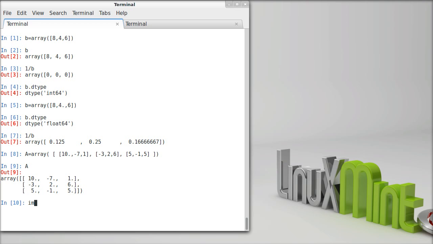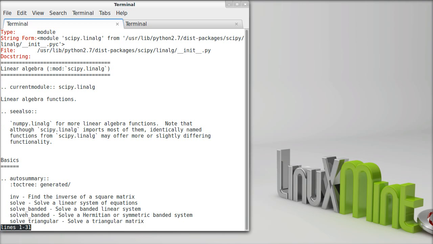Okay, so let's keep those and let's load up the module that contains all the goodies. So that's scipy.linalg. Again, I give it a shorthand name. I like to call it LA. Let's look at the documentation. So what do we know about linear algebra? It tells us other things we can look at.